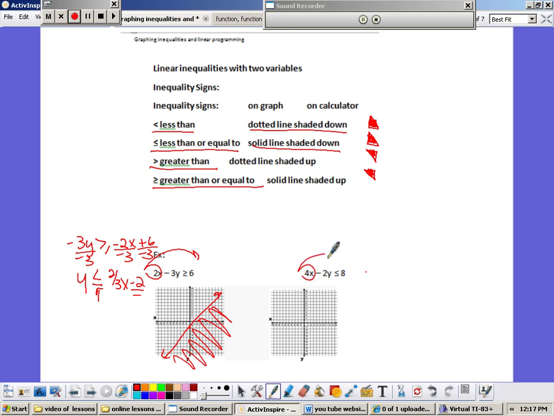So pick up my 4x and move it over. So negative 2y is less than or equal to negative 4x plus 8. Divide by negative 2. Y, switch the sign, is greater than or equal to 2x minus 4. So go to negative 4 and put my first dot. 1, 2, 3, 4. And I'm going to rise 2 and run 1. It's going to be a solid line. And y is greater, so it's colored up.